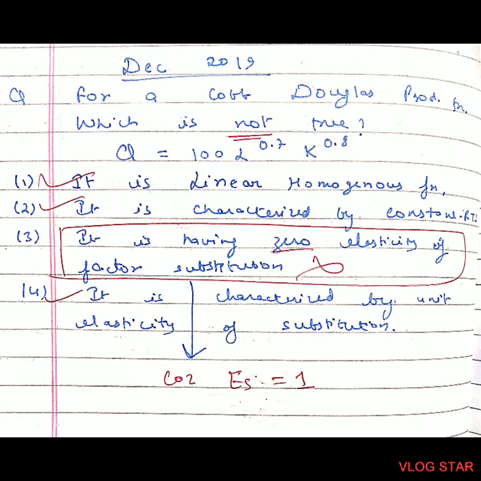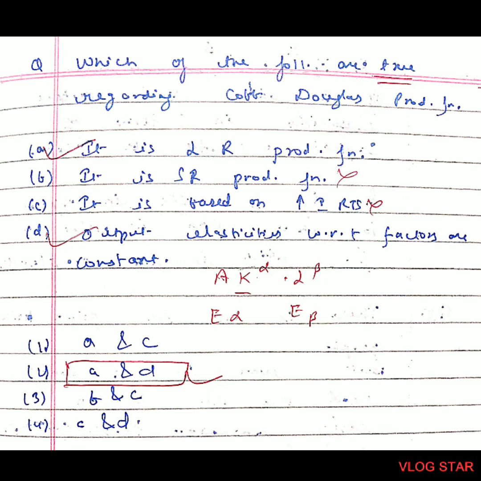Then the third option says it is having zero elasticity of factor substitution. As we know, the elasticity of substitution is equal to 1, so it cannot be 0. So this one is not correct. The last one, it is characterized by unit elasticity of substitution. This is also correct. Now the last question, which of the following are true regarding Cobb-Douglas production function? Option A says it is a long run production function, which is very true. Second option says it is a short run production function. No, it is not a short run production function.